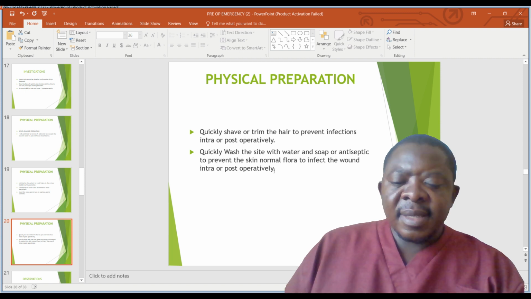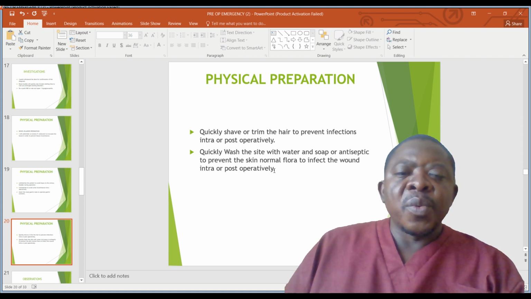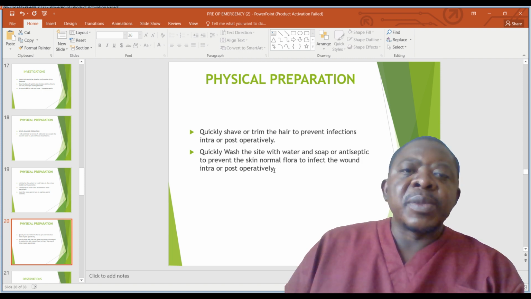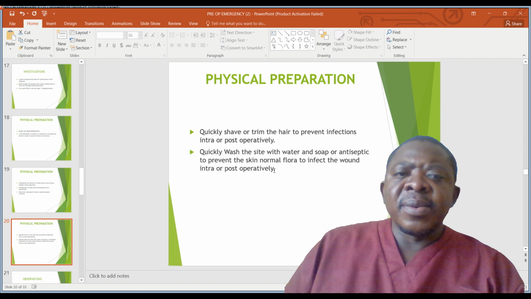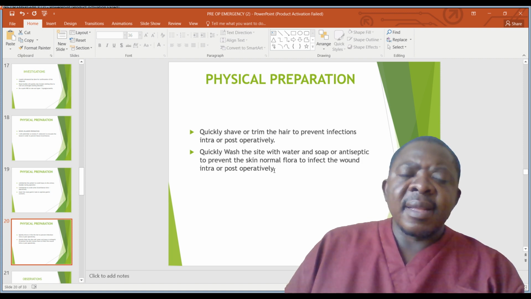You can also, according to surgeon preference, shave or trim the part that will be operated on. This is to avoid wound infection. You can quickly wash the site with water and soap or antiseptic to prevent skin infection and also infection during operation.